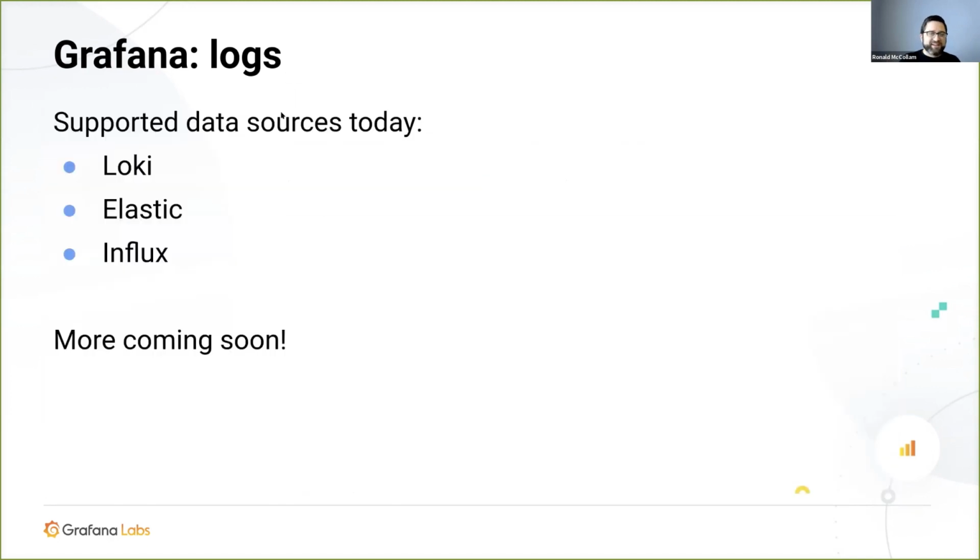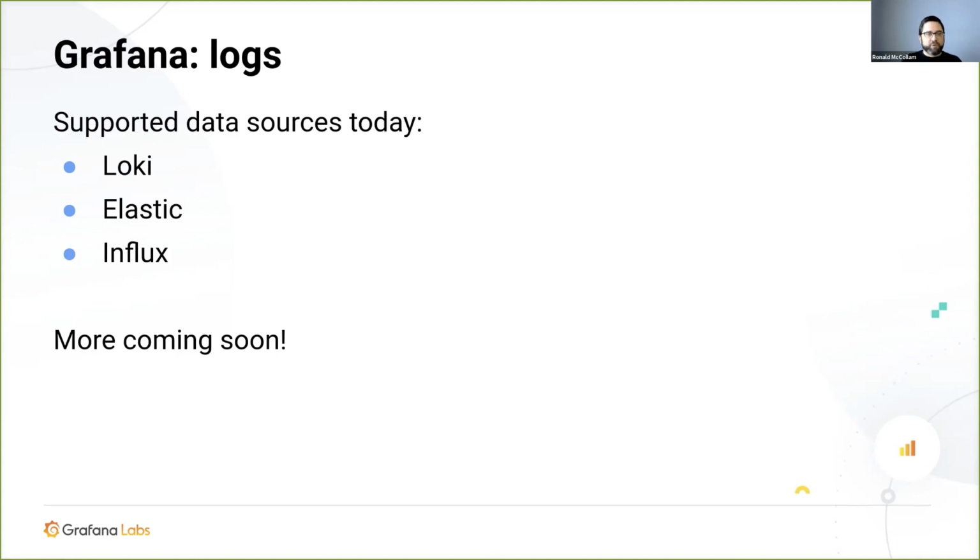We can also give a lot more underlying detail and the ability to search through those logs to get to the actual logs that you're looking for. And the way that that works varies, just like it does with metrics, based on the underlying log system that we're ingesting that data from, or I should say that we're visualizing that data from. And today, there's 3 log sources that are supported. That's Loki, Elastic, and Influx.